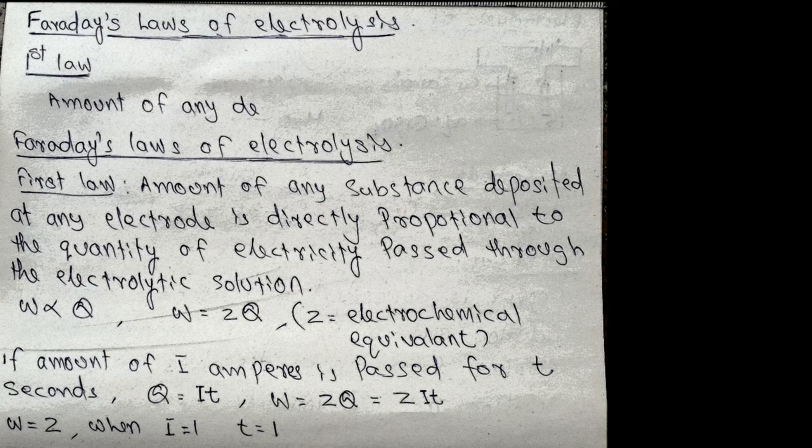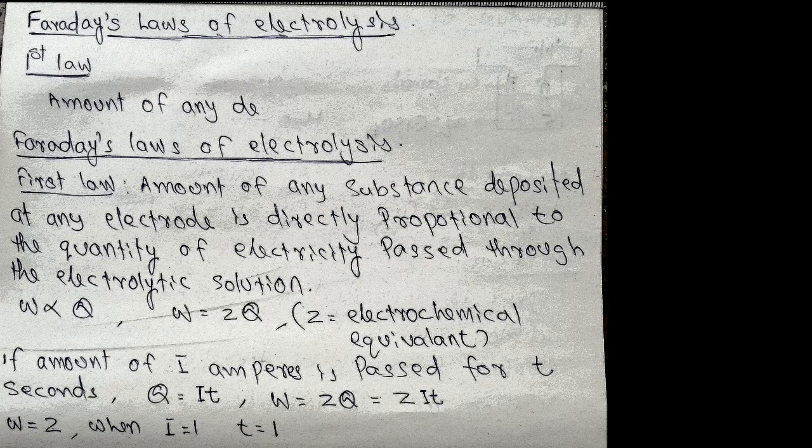Or W equals ZQ, where Z represents the electrochemical equivalent. So according to this law, the amount of substance deposited at the electrode is directly proportional to the quantity of electricity passed, represented by Q. Q also equals IT, where I is current in ampere and T is time in second. So W equals ZQ.